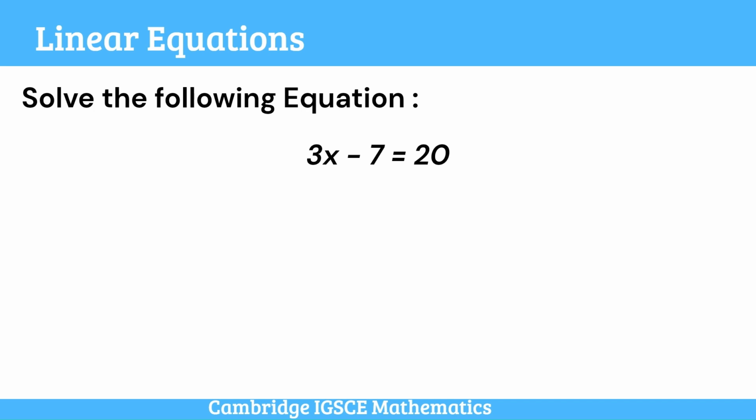Alright, let's try solving a typical easy linear equation. 3x minus 7 equals 20. To solve this equation, we need to perform the inverse operations in the reverse order. So first, let's add 7 to both sides, giving us 3x equals 27. Next, let's divide both sides by 3, which gives us our answer x equals 9.